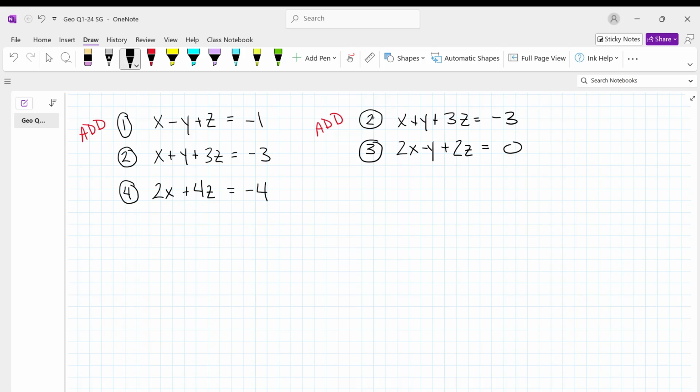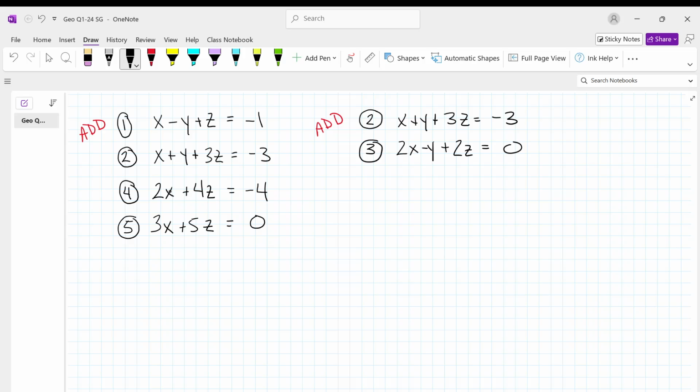Then we're going to combine equations 2 and 3, and that's going to give us equation 5. So our x plus 2x is 3x. Our y's cancel. Our 3z plus 2z is positive 5z, and it's equal to 0. So now in this second step, we don't have opposites in front of variables. So we have to do what we did before.